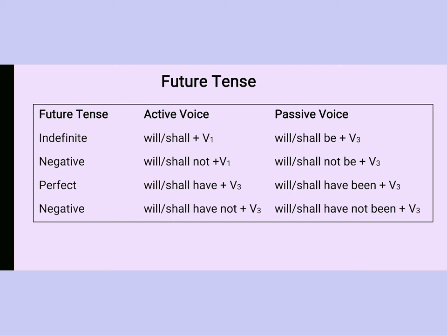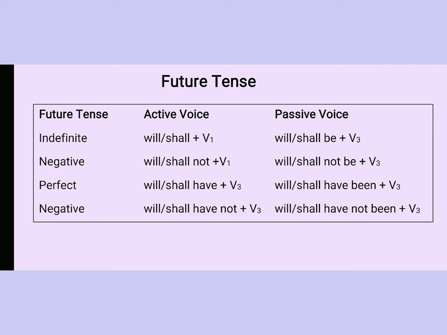So first of all students, in our future tense there would be only four aspects, that is first indefinite, second negative, perfect and negative. Okay, so if our active voice is in the form of indefinite, अगर हमारा जो active voice है future में वो indefinite का जो है वो tense represent करता है, like there would be will, shall plus v1. So mainly nowadays we are only using will. आजकल हम will ही ज़्यादा use कर रहे हैं, but we can also follow this step because basically we are using only will. So we can just say here will, shall plus v1.